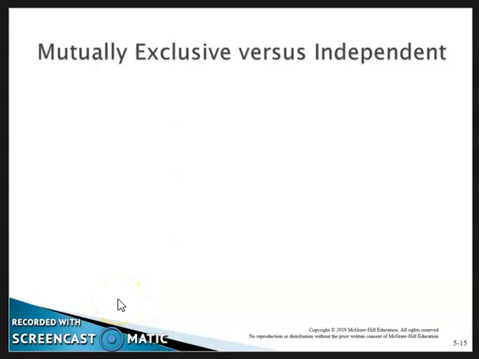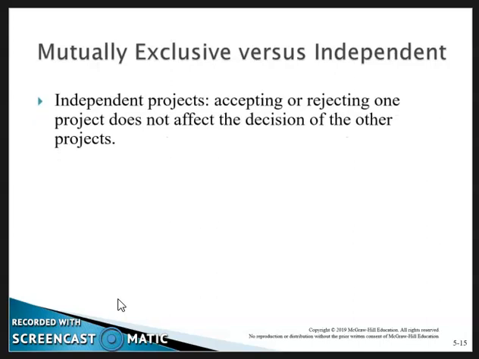Okay, mutually exclusive versus independent projects. If we have an independent project, it doesn't affect us. Accepting or rejecting one doesn't affect the other. It has to meet our acceptance criteria. We've talked about NPV and how that is by far the superior criteria, but the others you may still see.